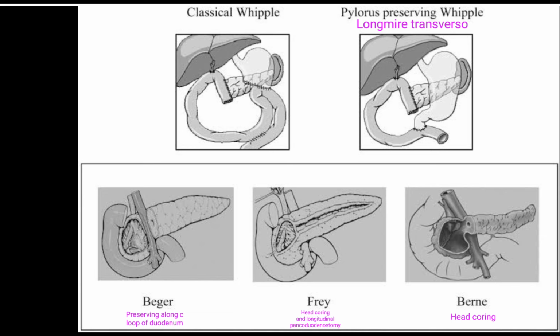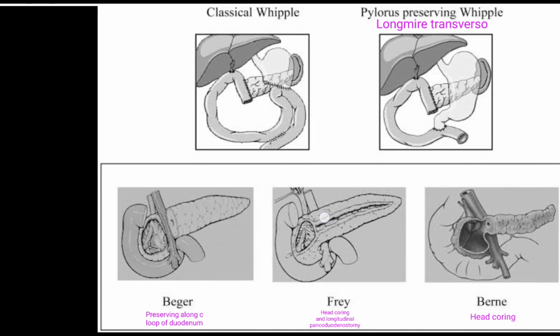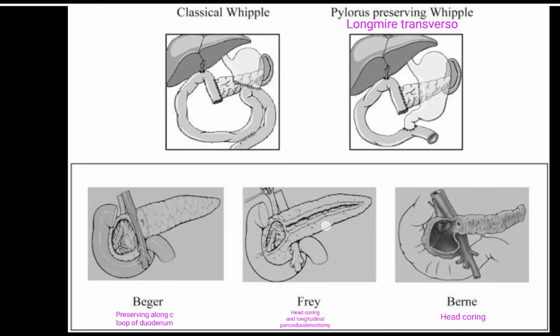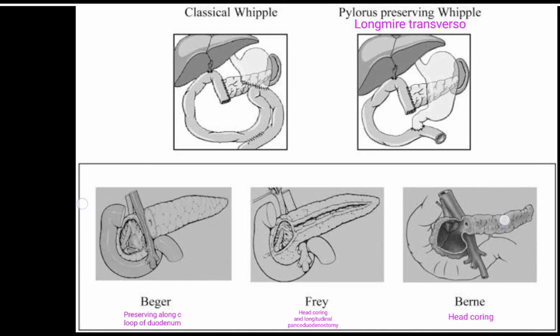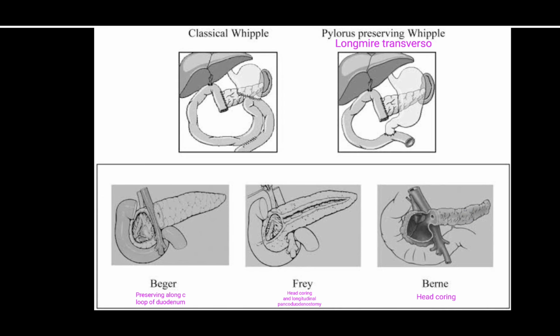Then is Frey procedure. Frey, remember like fries. Fries are longitudinal shaped, so Frey. Frey is head coring and longitudinal pancreatico-duodenostomy. Here the longitudinal pancreatico-duodenostomy is done. And then is Bernays. Bernays is just burn the head. Okay, Bernays is head coring only. So remember the three procedures: Beger, Frey, and Bernays, and then is Longmire-Traverso. So classical Whipple's.